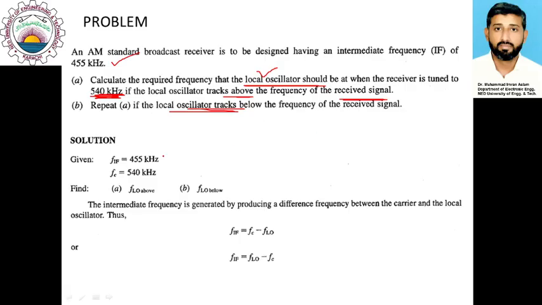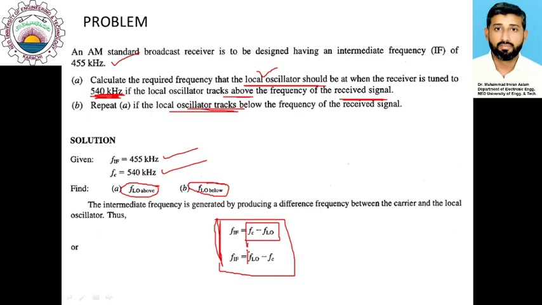So this is the situation. We know the intermediate frequency, which is 455 kilohertz. We know the RF frequency, which is 540 kilohertz, and we want to calculate local oscillator frequencies for both cases where the frequency is above or below the received signal. And we know that the IF frequency is related to the RF frequency by this relationship. Basically, the IF frequency is the difference of the RF frequency and the local oscillator frequency, which can be represented in both ways, FC minus FLO or FLO minus FC.